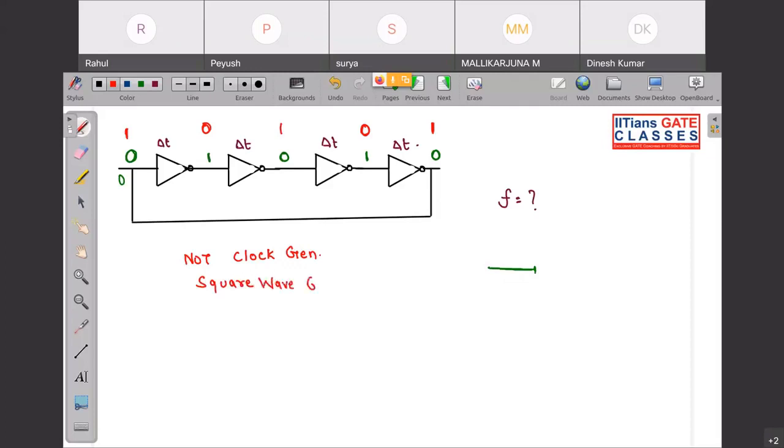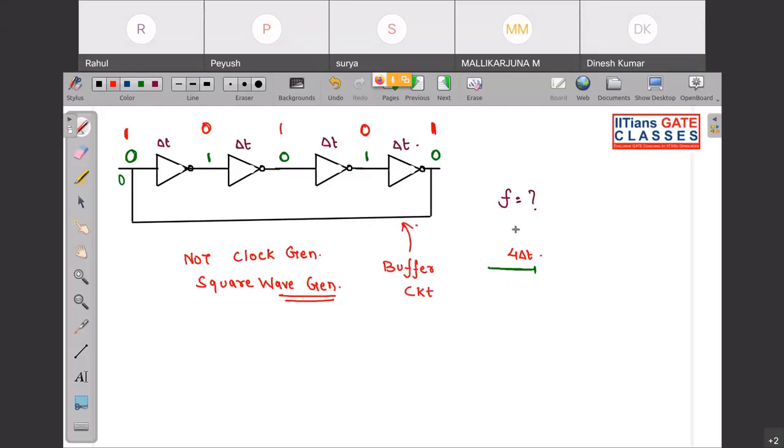This is just kind of a buffer. Okay, this is kind of a buffer. Means see, if you apply 1, this output will be 1 after what? After 4 del t. Okay, whatever is your input, same will be the output just after certain amount of delay. So this is actually what? This is your kind of a buffer circuit.